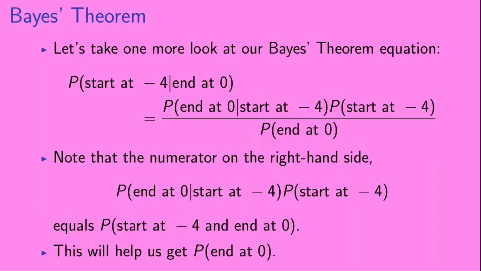Let's take one more look at our Bayes theorem equation. Let's specifically look at the numerator on the right-hand side. So that's the probability that the object will end at 0 given that it starts at -4 times the probability that it starts at -4. Let's note that this equals the probability that the object will start at -4 and end at 0. This will help us get the probability that the object will end at 0.